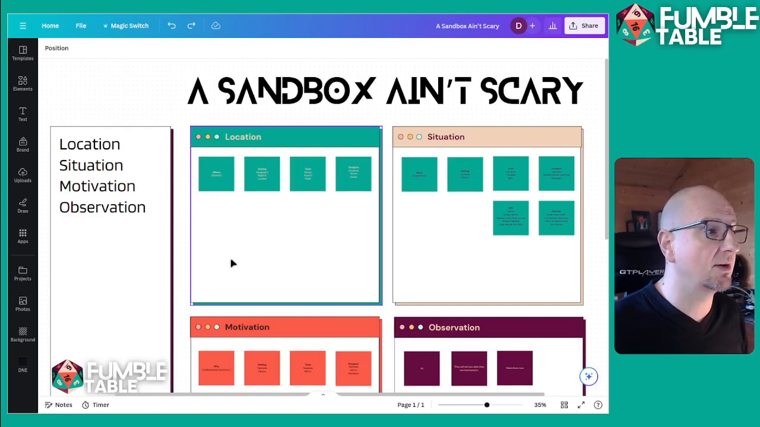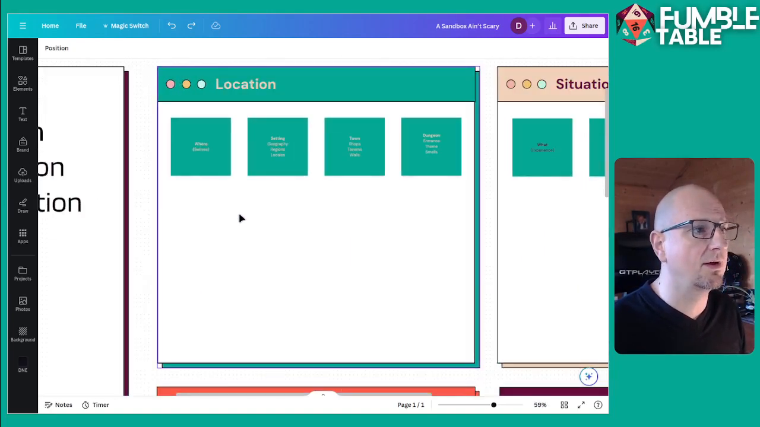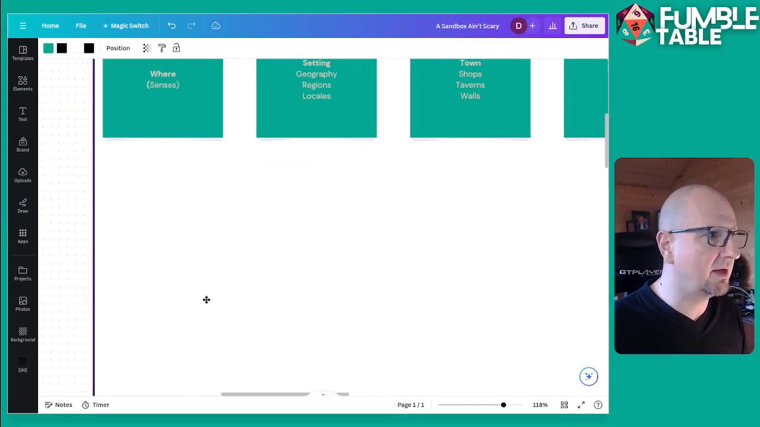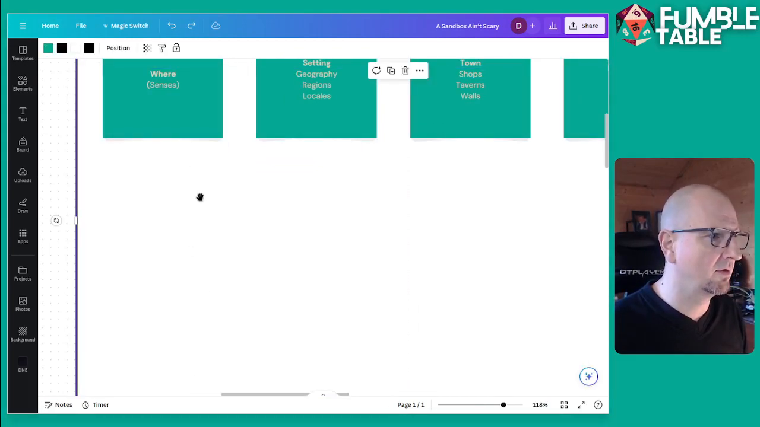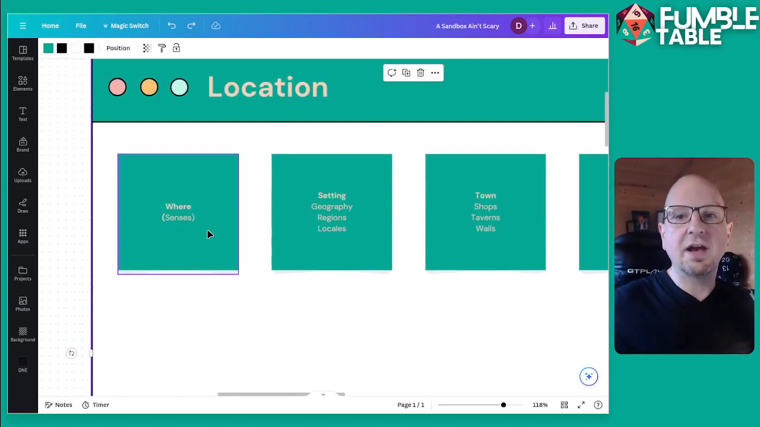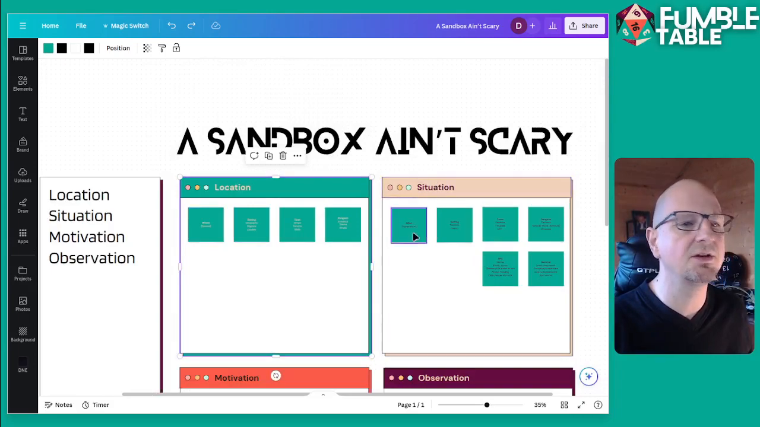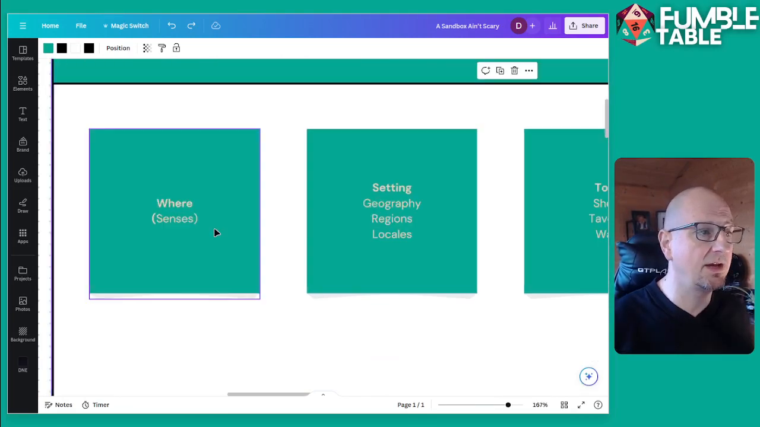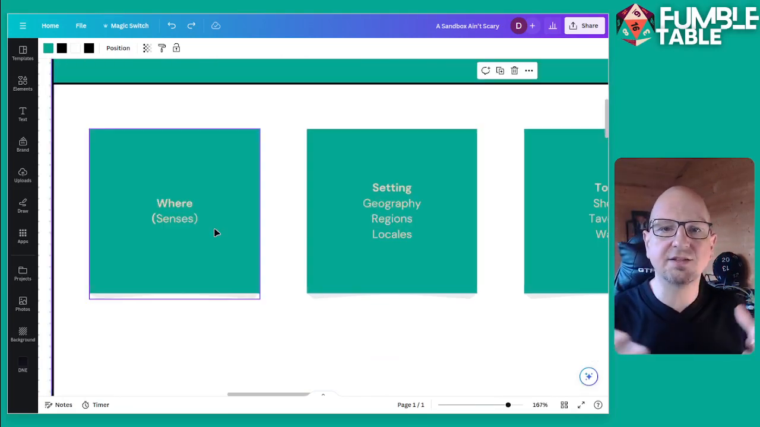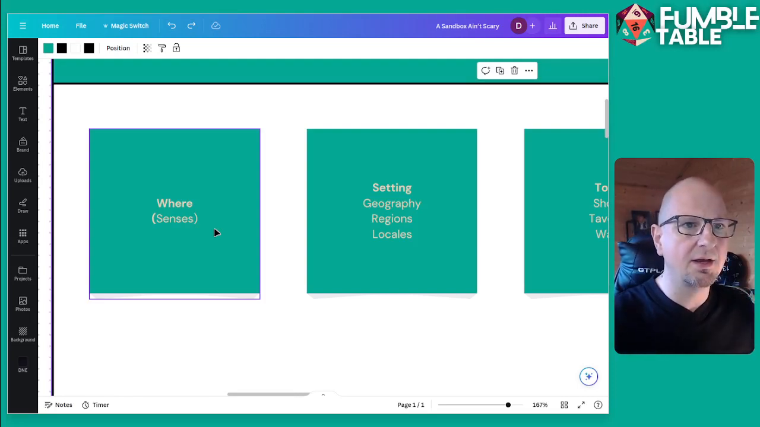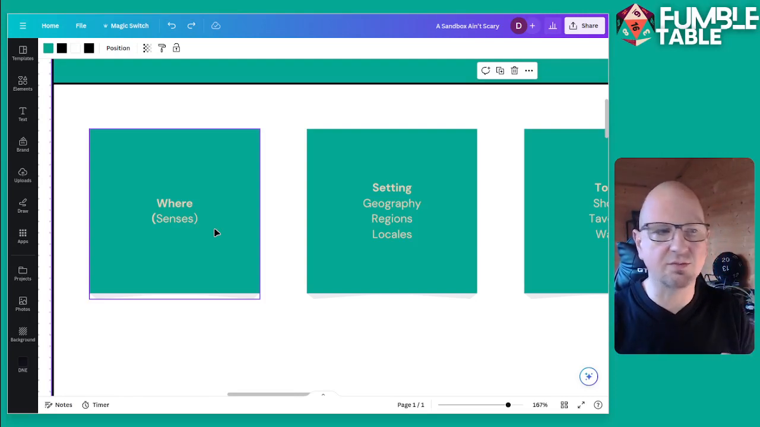So let's start at the top with locations. If we zoom in here, oh, that was wrong. There we go. So locations are the wheres. In fact, if I zoom out and go over this briefly, locations are the wheres, situations are the whats, motivations are the whys. So if we jump back in here, when I say the wheres, these are the senses. These are generally inanimate, but you can see them, you can touch them, you can smell them. They don't necessarily happen to you, although a smell kind of does, but you get what I mean.